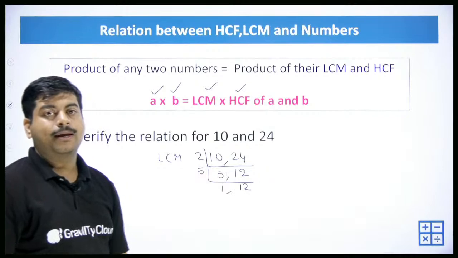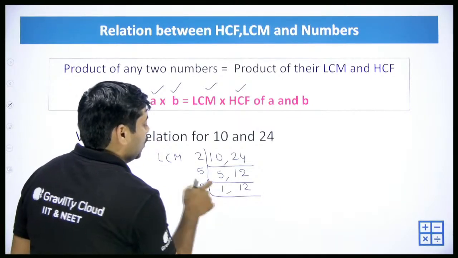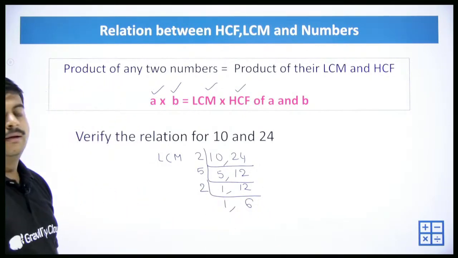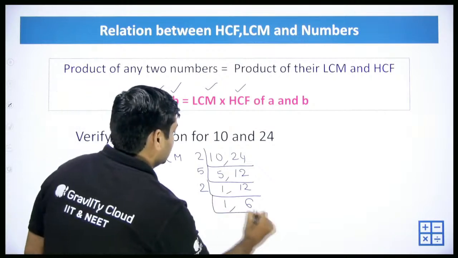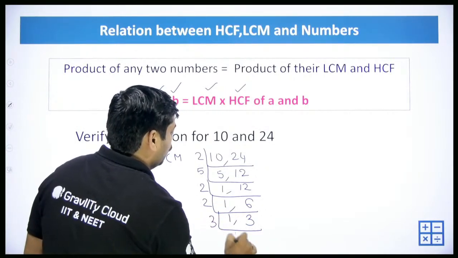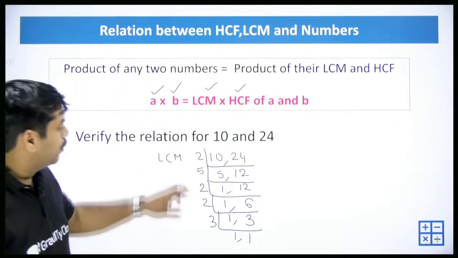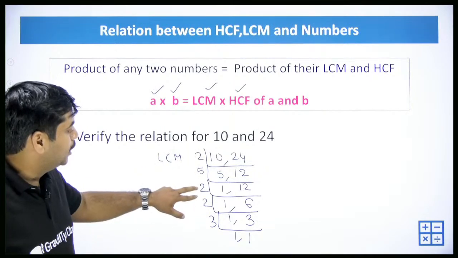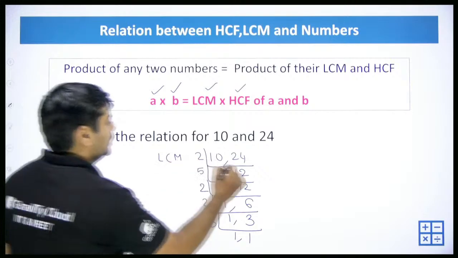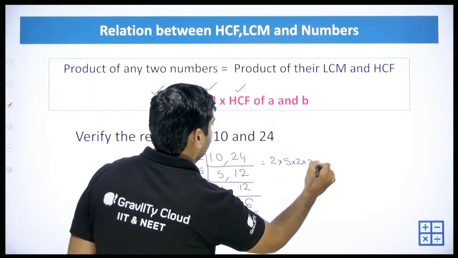Okay, next one, 12 is here, so divide with 2: 2 1s are 2, 2 6s are 12. And here again 2 1s and 2 3s are 6, and here again 3 1s and 1. All these are prime numbers. So 5 2s are 10, 10 2s are 20, 2 2s are 40, 4 3s are 120. Once again, the LCM will be 2 into 5 into 2 into 2 into 3.